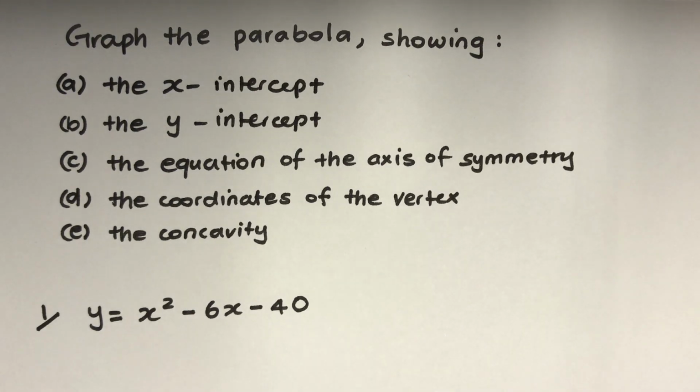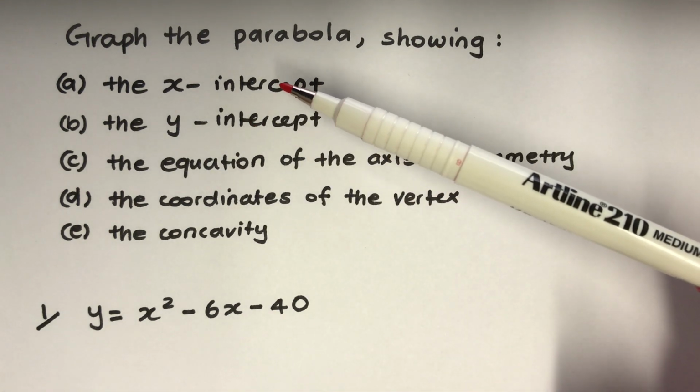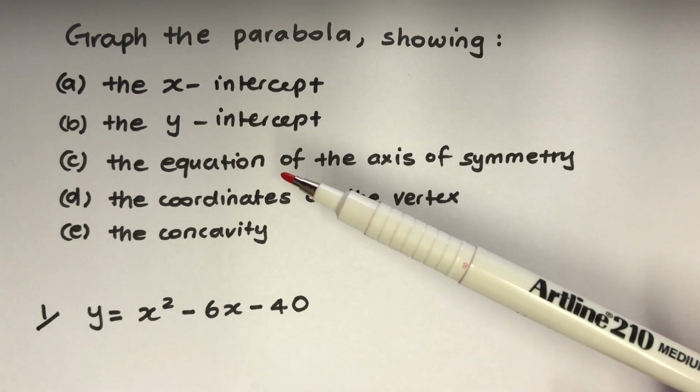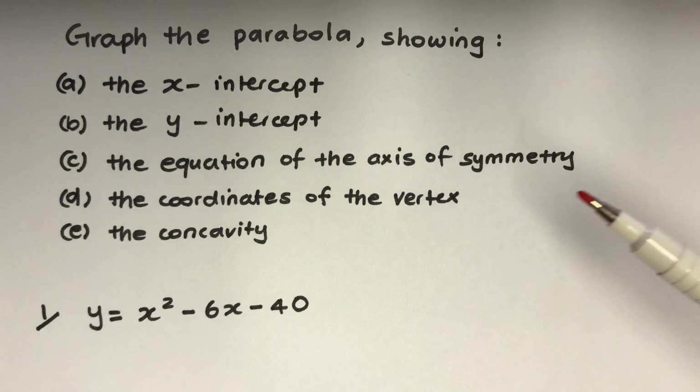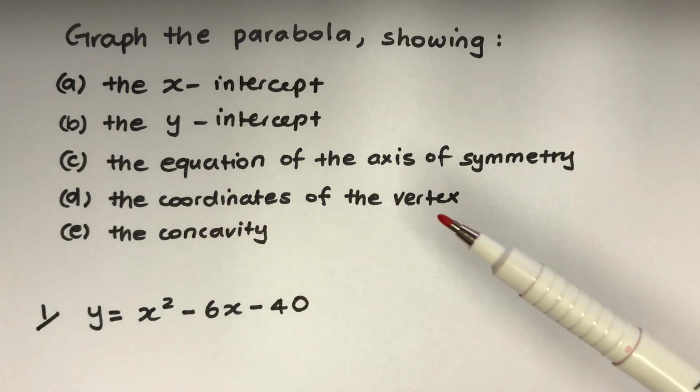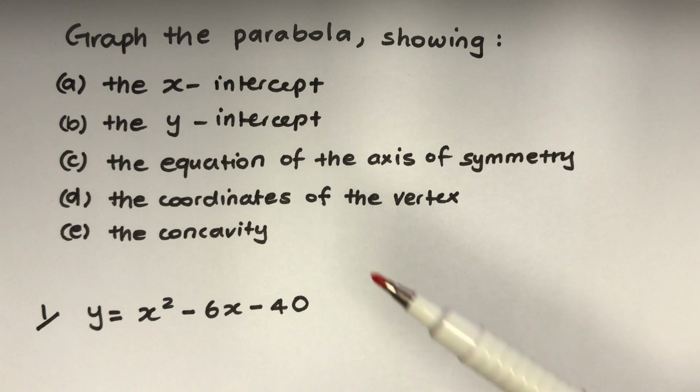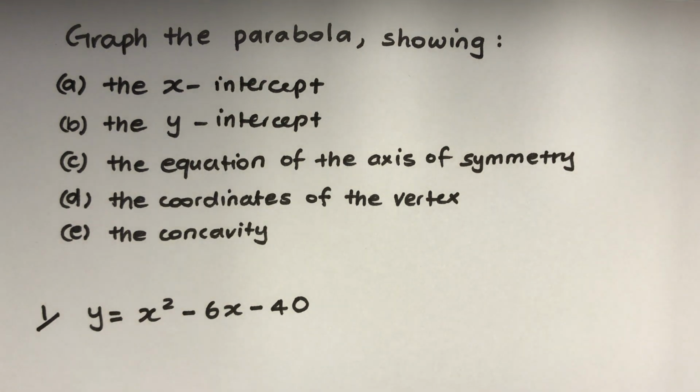Hi everyone, today's lesson is sketching a parabola. In each question, there are two quadratic equations that you need to work on, and for each one you have to show the X-intercept, Y-intercept, equation of the axis of symmetry, coordinates of the vertex and concavity. You need to work on those, and then sketch it at the end. All right, so let's have a look at this.